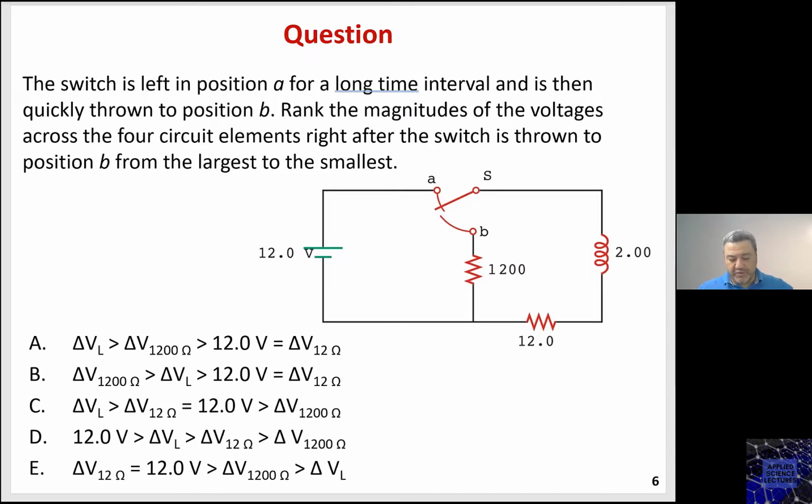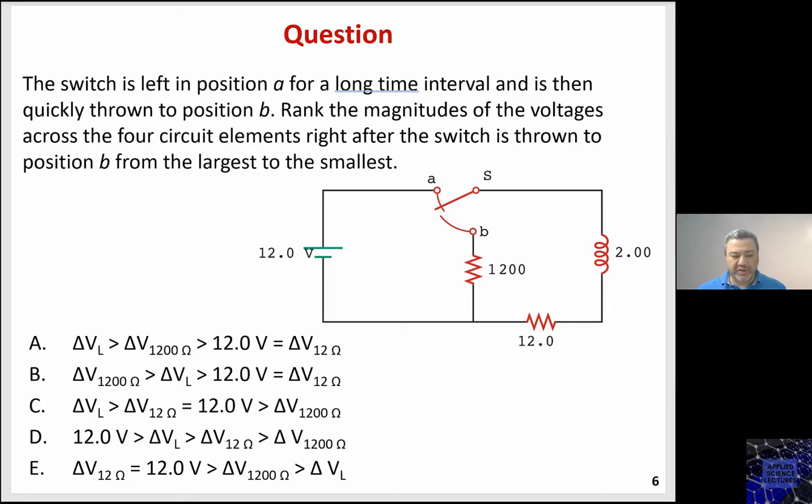Okay, so in this question we have a switch that is left in position A for a long time. Again, we now know what this long time means. It is then quickly thrown to position B. Rank the magnitude of the voltages across the four circuit elements right after the switch is thrown to position B, from largest to smallest.